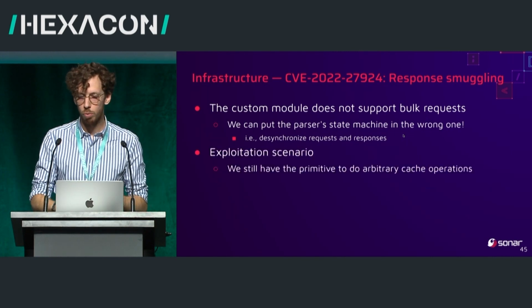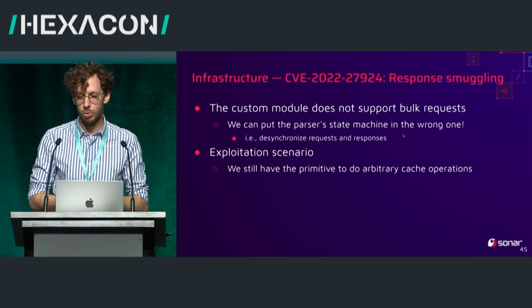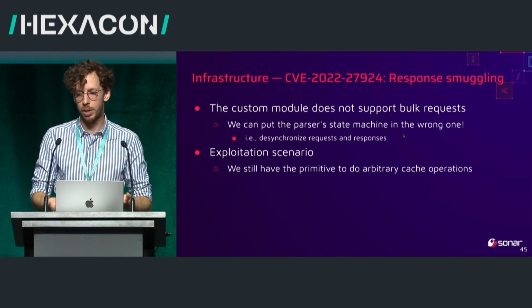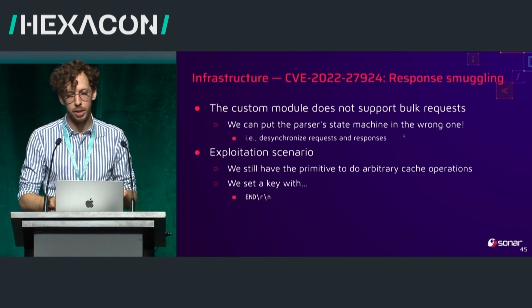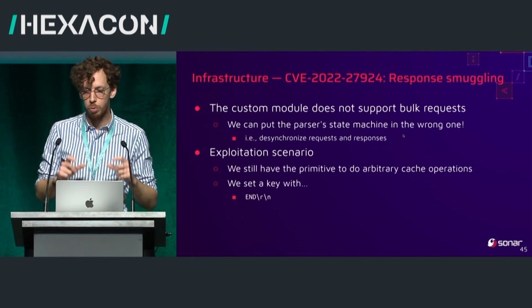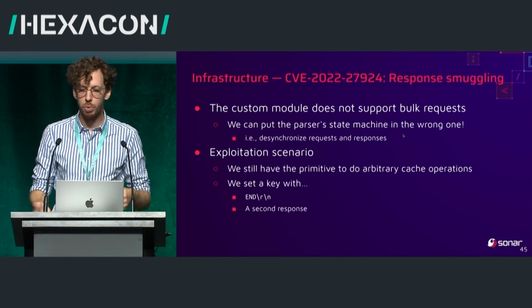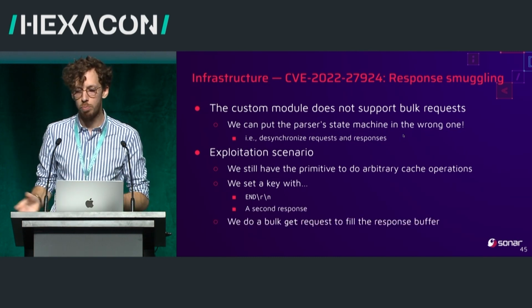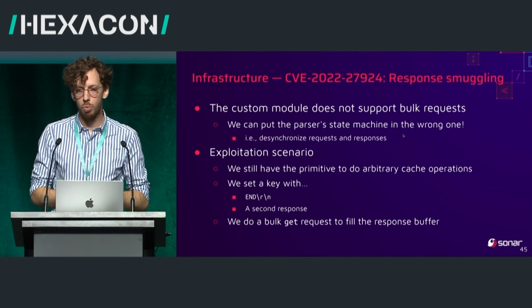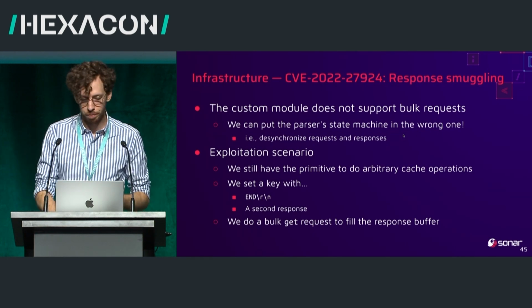So the exploitation scenario would be to use our ability to do arbitrary cache operations to set any key and get any key. Then we would create a key with \r\n and a new line, but it would be part of the key value, and then we would inject a second response in there. Then we do a bulk request to populate the response buffer and wait for clients to pick the wrong one.